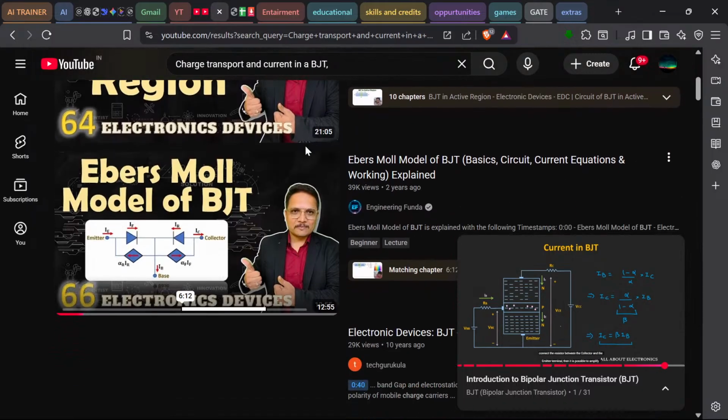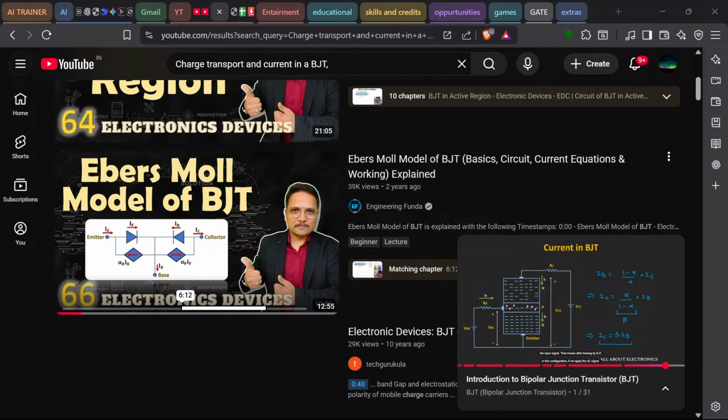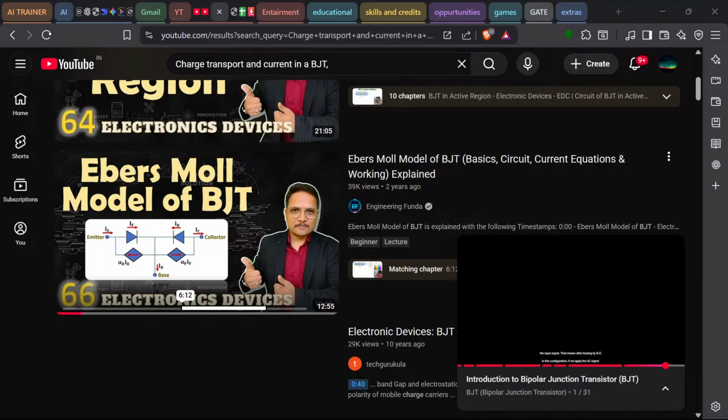And if you connect the resistor between the collector and the emitter terminal, then it is possible to amplify the input signal. That means after biasing the BJT in this configuration, if you apply the AC signal at the input, then it is possible to amplify that signal. And we will discuss about it in detail in the upcoming videos.